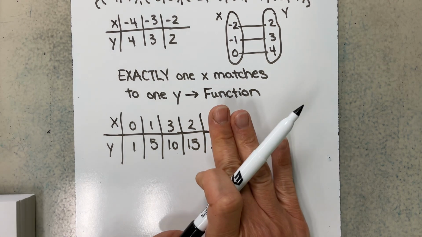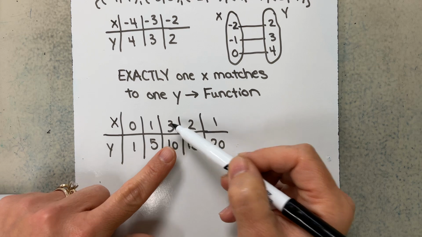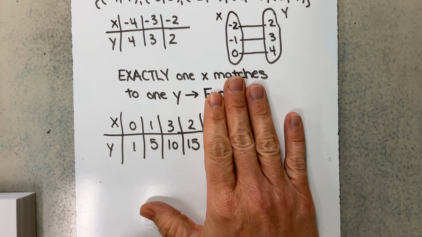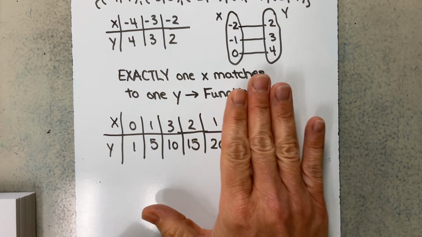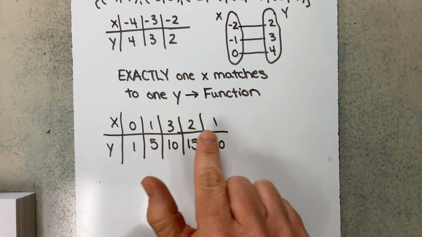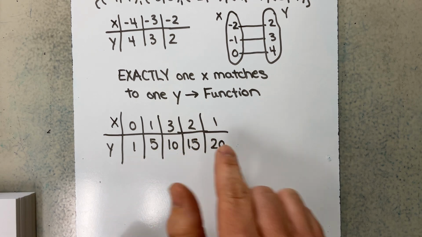Okay, so I have a 0, a 1, a 3, a 2. Nobody's repeated yet. They're each going to different numbers. We're happy. That's a function. But all of a sudden, I have the same x going to 2 different numbers.